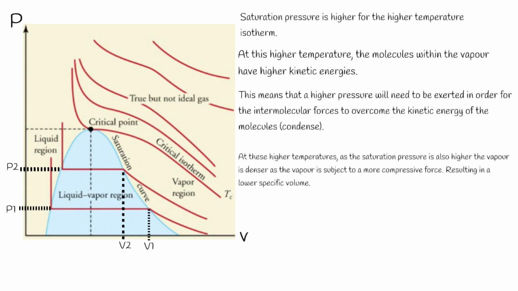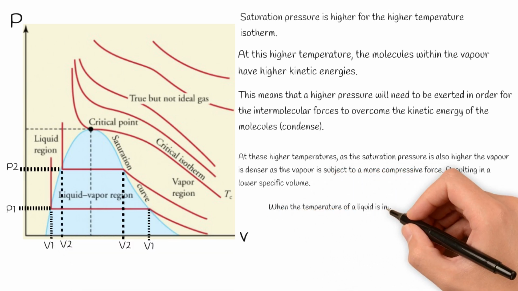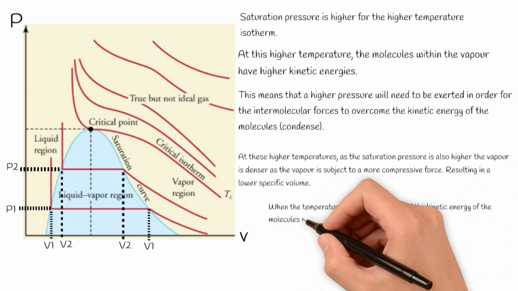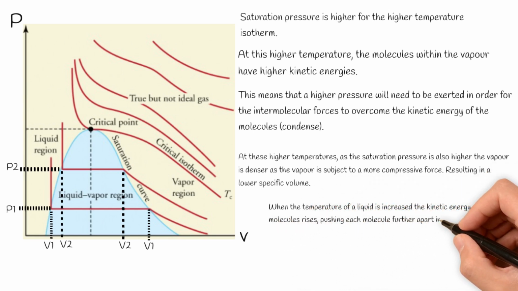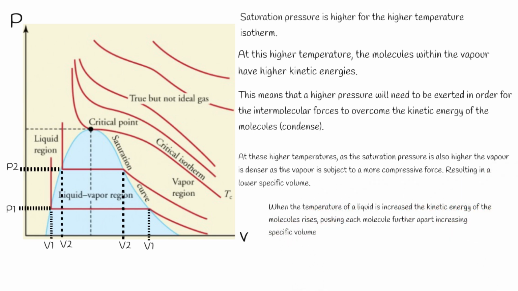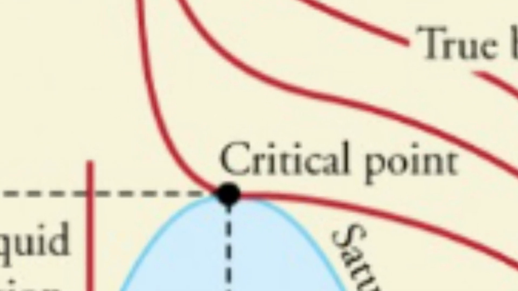However, the specific volume at the saturated liquid point is greater in the higher temperature isotherms, because when the temperature of a liquid is increased, the kinetic energy of the molecules rises, pushing each molecule slightly further apart, increasing specific volume. This means that again, the saturated liquid vapor region shortens as temperatures are increased up to the critical point where the saturated liquid and vapor are in thermal equilibrium.